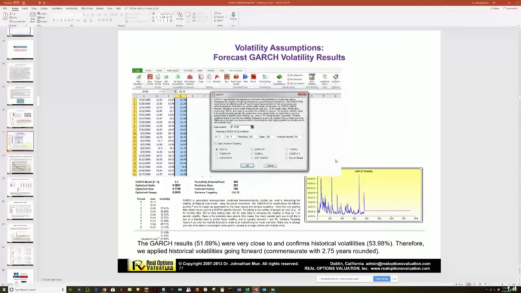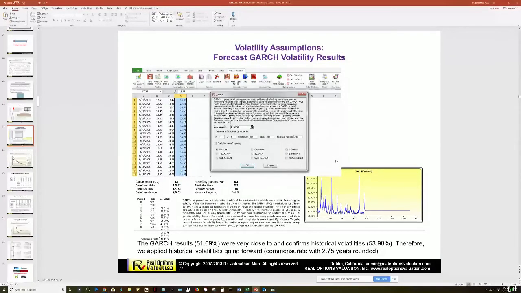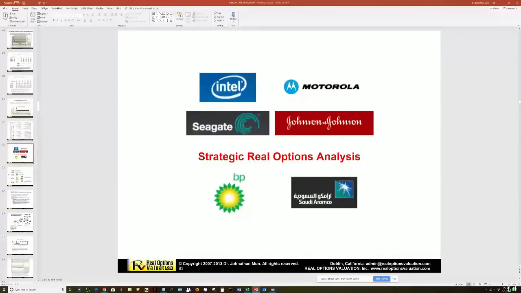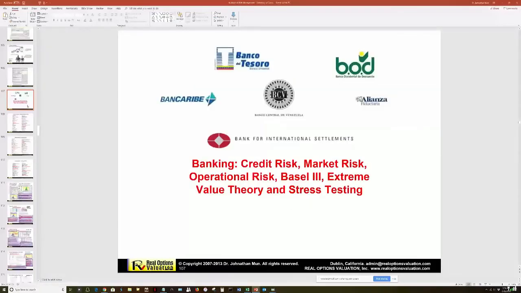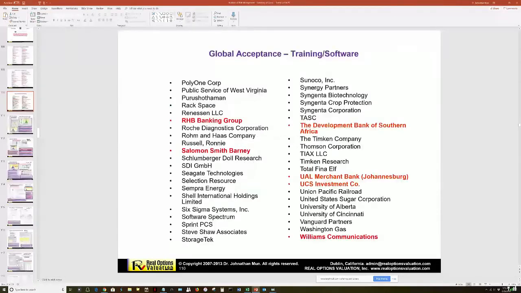Forecasting volatility, looking at all these various different things, Seagate, there's a whole slew of applications that we can actually apply, even for banking as well. I know there were a few people here in the banking industry. So credit risk, market risk, operational, liquidity, Basel III, Basel IV, extreme value theory, stress testing, value at risk, all these different things. We've applied it to a bunch of different banks in the past. And there are also case studies, in case you're interested, please look those up.